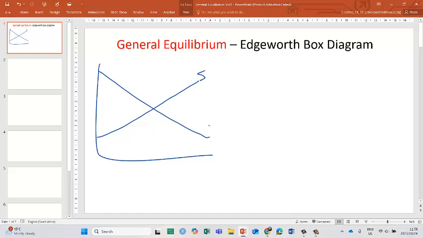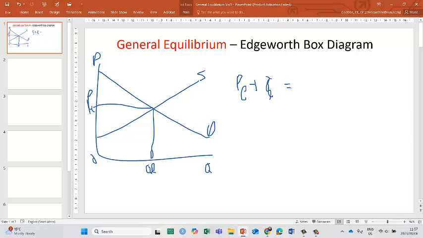So that's the supply curve. That's your demand curve. That is quantity. That is price. That is zero. And the point where the demand and supply curves intersect is what we call the equilibrium price and equilibrium quantity. So that equilibrium price and equilibrium quantity is for a specific product or service.